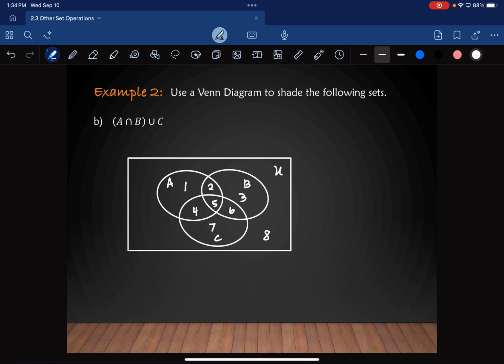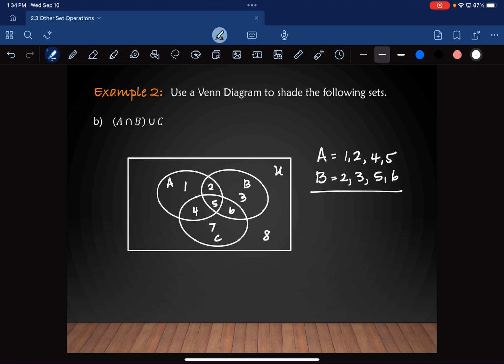Okay, so grouping symbols. Just like with algebra, we work grouping symbols outward. So we start inside with the grouping symbols, and we first see that we've got A and B listed inside. So what numbers do you see inside circle A? 1, 2, 4, and 5. What numbers do you see inside of circle B? 2, 3, 5, and 6. Very good. Does everybody see where those numbers came from?